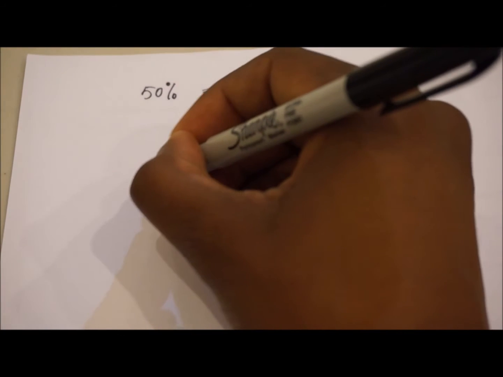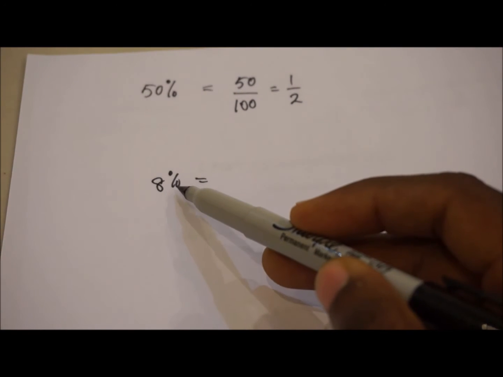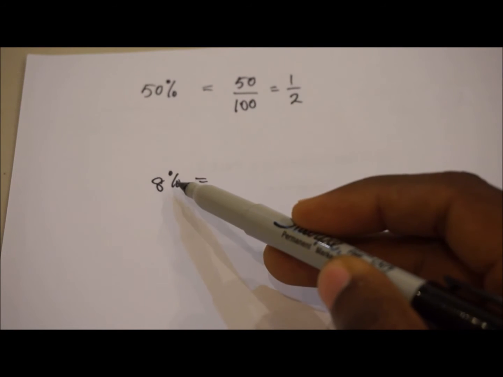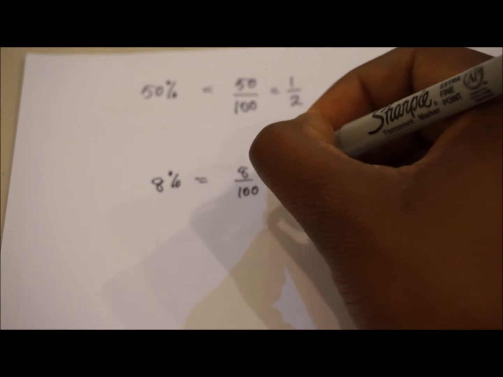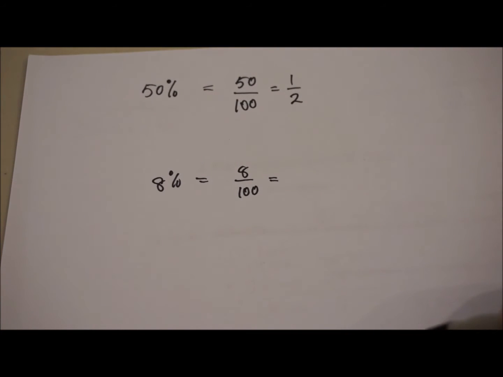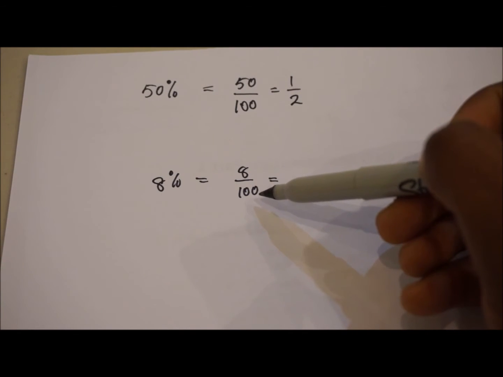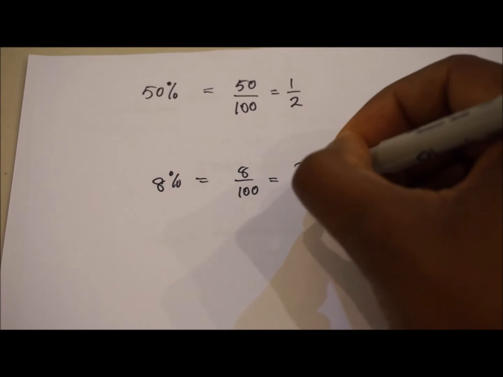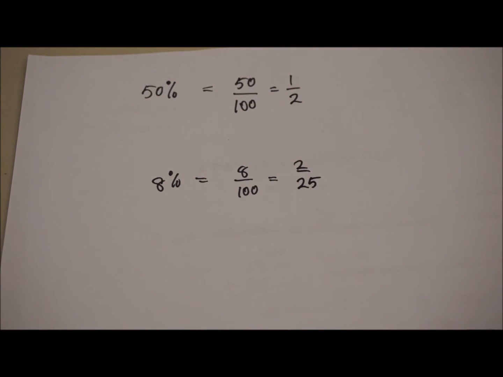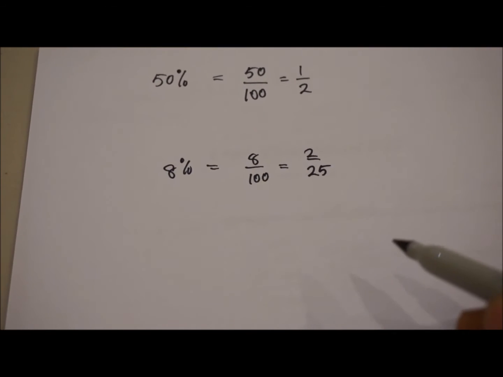Here's another example. 8%, convert 8% into a fraction in lowest terms. Again, remember that the percentage sign means out of 100. Therefore, 8% can be written as 8 out of 100. And again, from there, I can cancel as much as I can. Recognize that both 8 and 100 can be divided by 4. 8 divided by 4 gives me 2. 100 divided by 4 gives me 25. Therefore, 8% is the same thing as the fraction 2 out of 25, or 2 over 25.